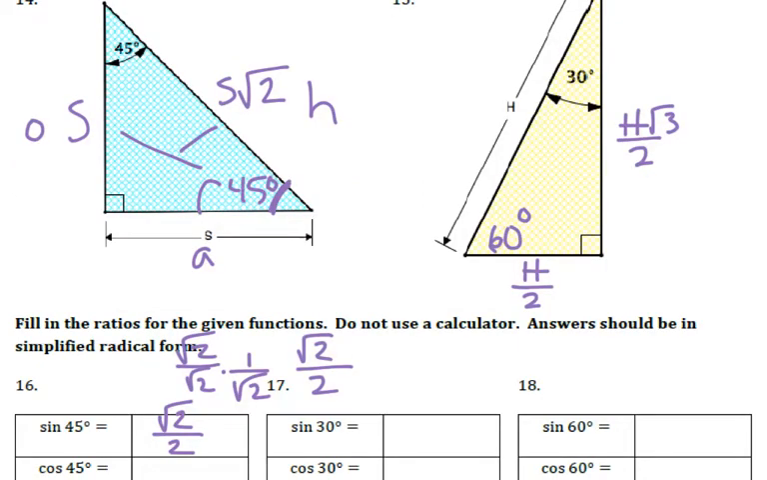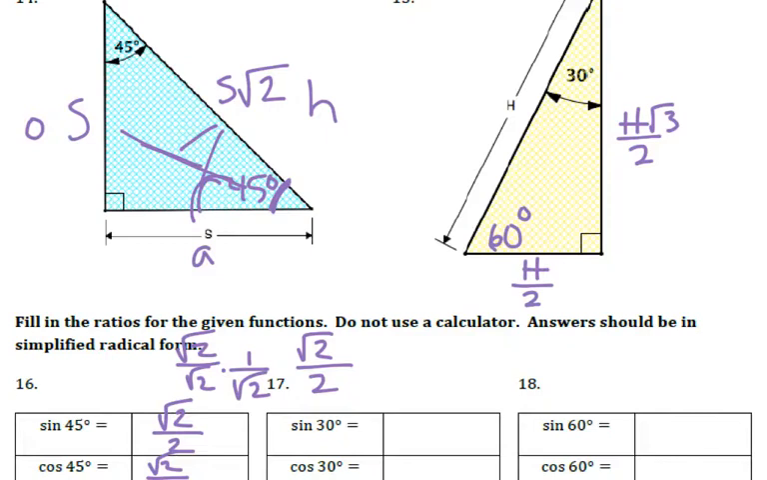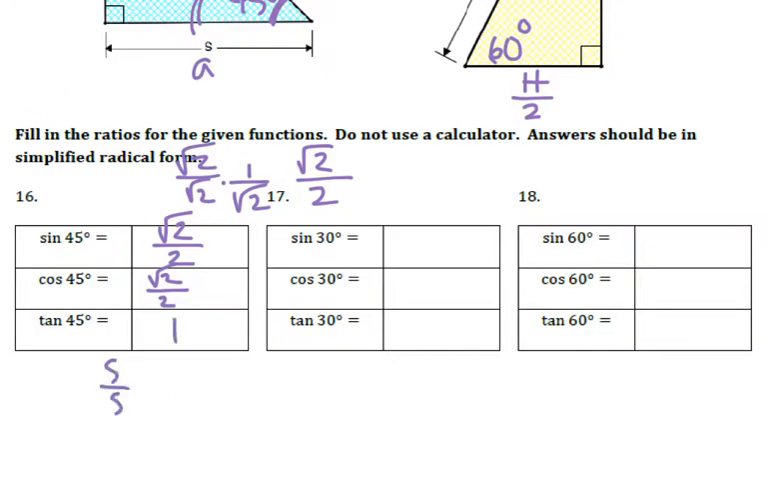Okay, the cosine would be the adjacent over the hypotenuse. Same thing. So you're going to end up with square root of 2 over 2. The tangent would be s over s, or just 1.